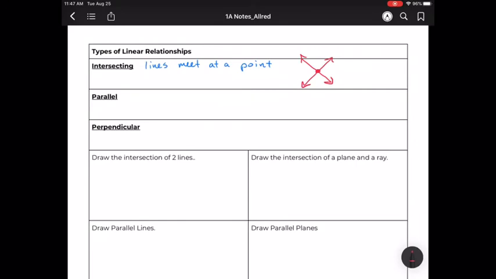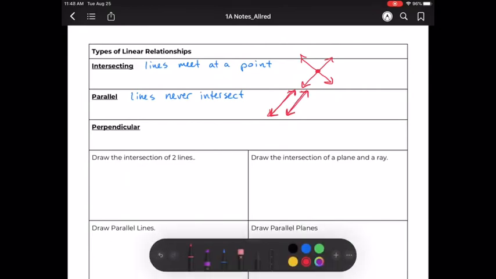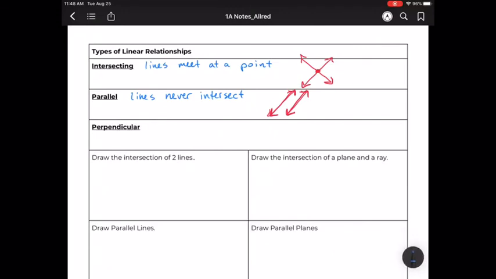Then we have parallel lines, which means that parallel lines never intersect. They have no points in common, and so we show them this way. Now, there's also some notation we give for that. If two lines are parallel, we mark them with these matching arrows, chevrons, or make them little triangles if you want sometimes, but that's how we show those two lines are parallel.